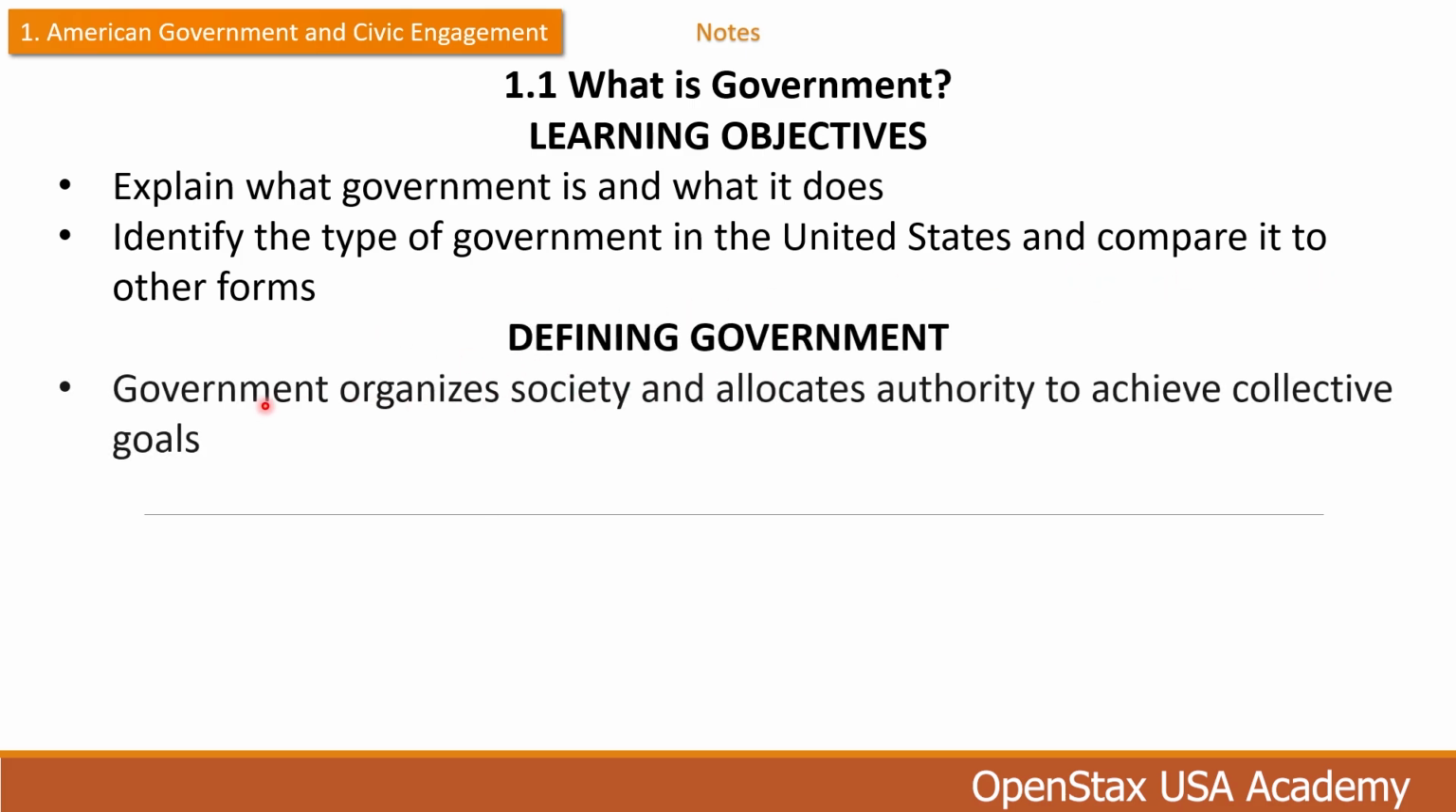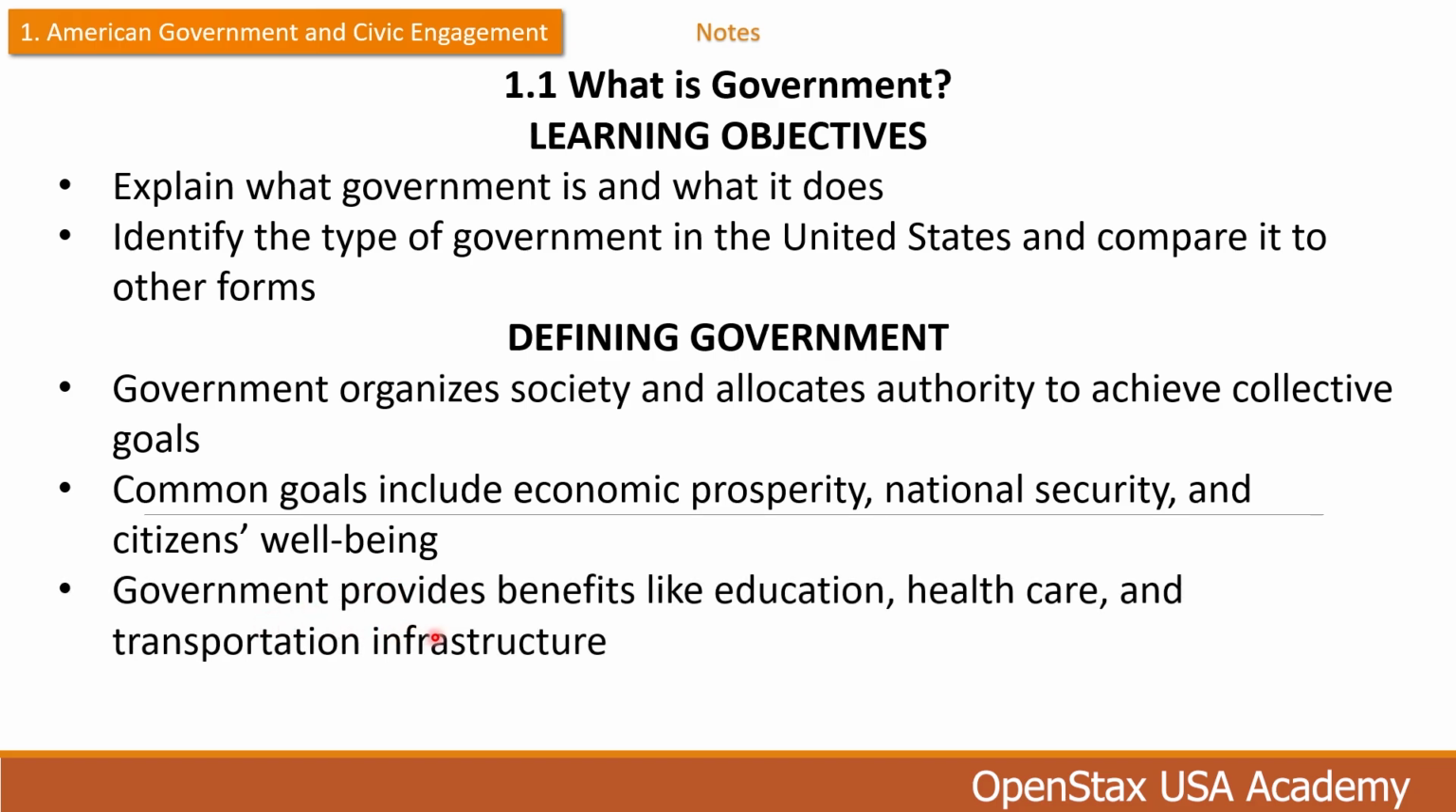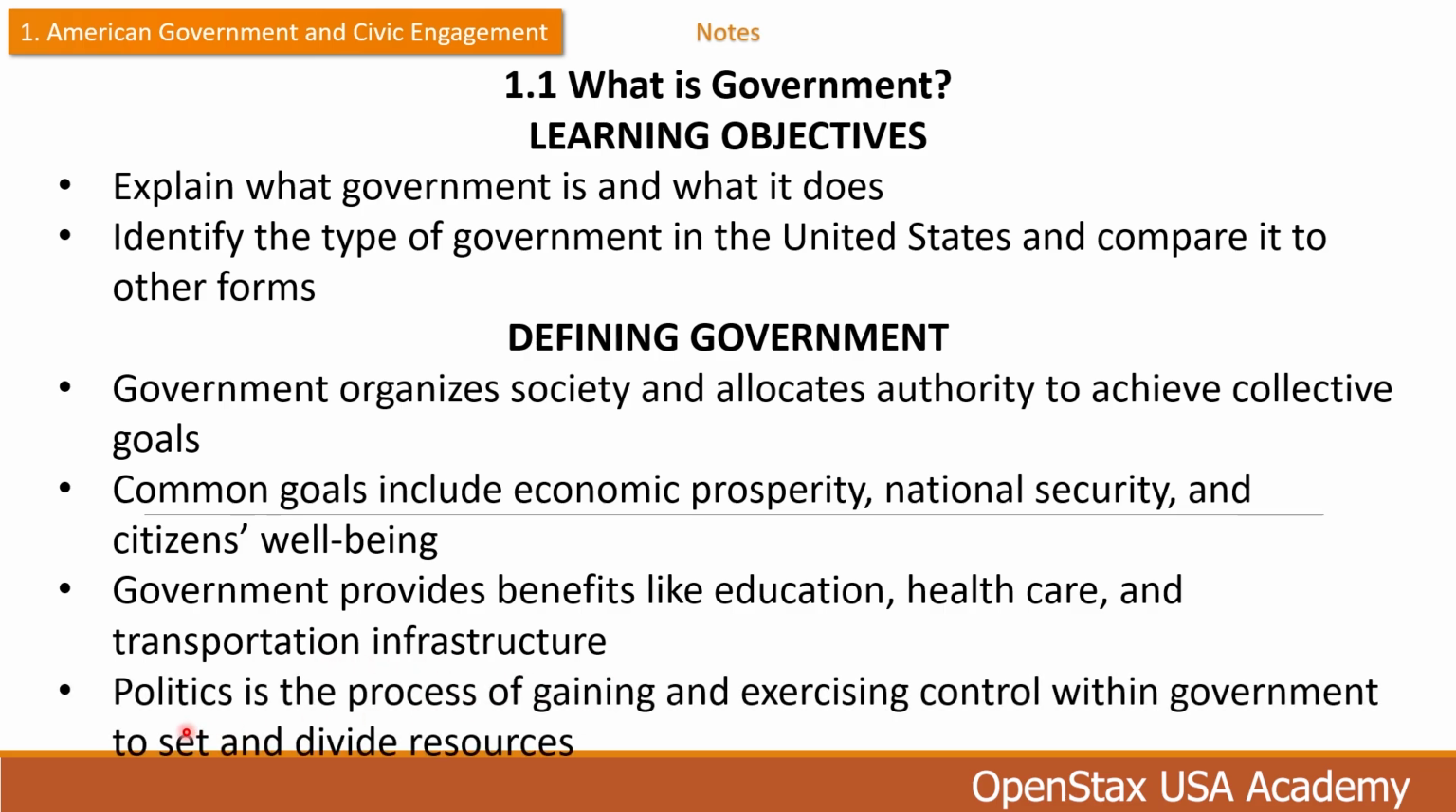Defining government: government organizes society and allocates authority to achieve collective goals. Common goals include economic prosperity, national security, and citizens' well-being. Government provides benefits like education, healthcare, and transportation infrastructure. Politics is the process of gaining and exercising control within government to set and divide resources.